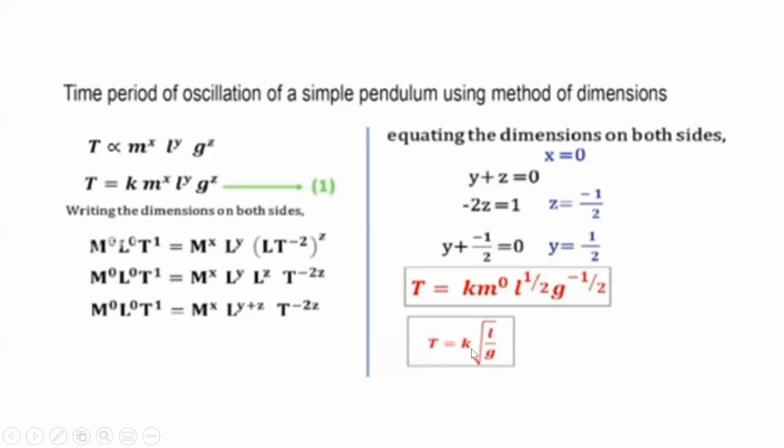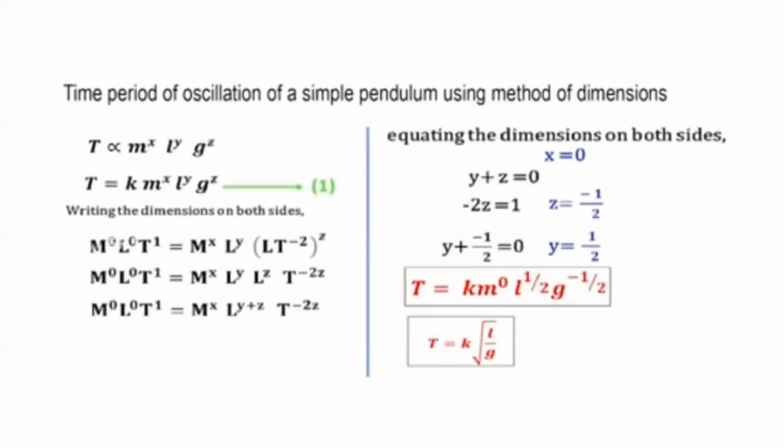See, m is not there, which means time period doesn't depend upon mass. So even if we took a mass dependence in the beginning of the equation, by the time we analyzed dimensionally, we found that time period doesn't depend upon mass of the pendulum. So time period is equal to k into root of L by g. So we have deduced a possible equation for the time period of oscillation of a simple pendulum using methods of dimensions.